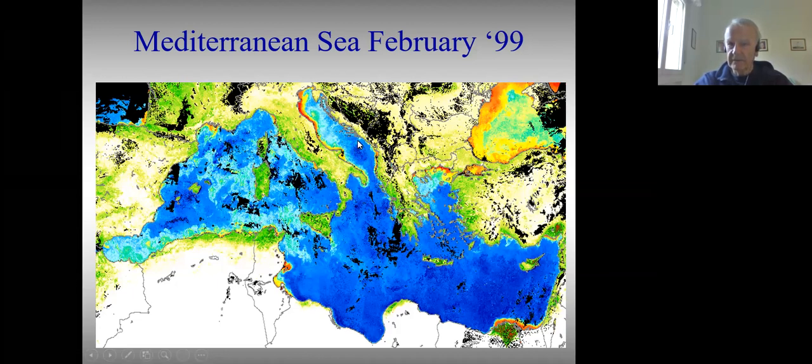And you can see that in February, this patch is dark blue. So that means in February there is a vertical convection, but there is no phytoplankton bloom. And the same thing happens here. This area is called the Gulf of Lion, another area of the Mediterranean where the dense water formation and vertical convection takes place. So in both areas where the dense water formation takes place, there is low phytoplankton concentration in February.